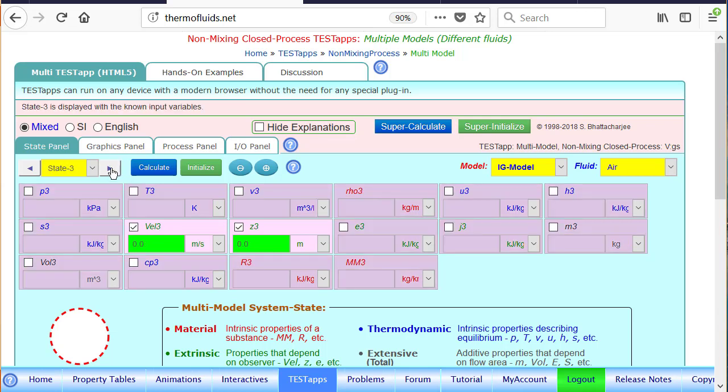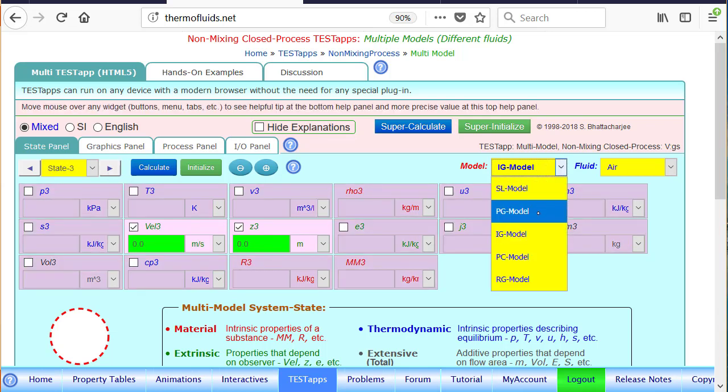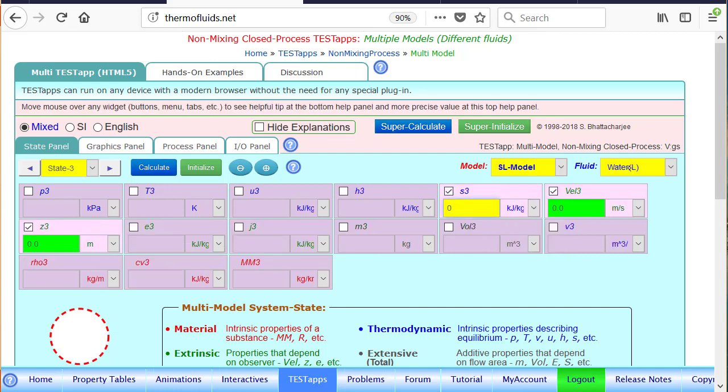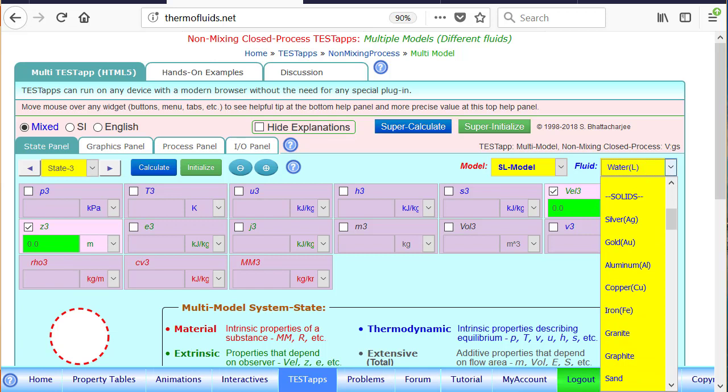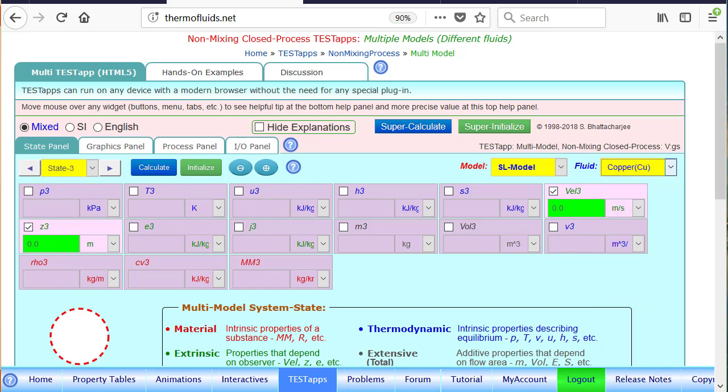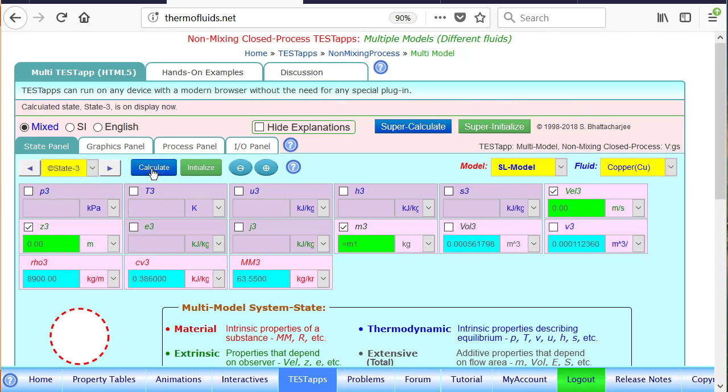So what is state 3? State 3 is the final state of copper. So again, we go back to the SL model and select copper here. Of course, the mass of the copper block cannot change, so it will equal M1. And the question is, what else do we know? If you think about it, we don't know the final pressure or final temperature. So at this point, we just have to leave everything unknown here. So we don't know the energy or entropy of state 3.